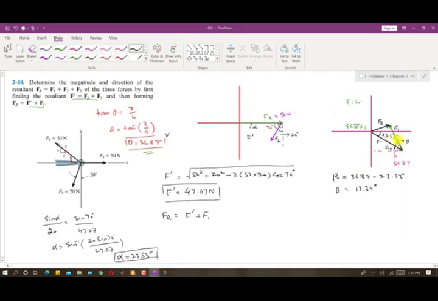Now we can find Fr, since we know the magnitude of F1 and the magnitude of F dash, by using the law of cosines. So Fr will be equal to the square root of F1 square, where F1 is 30, plus F dash square, where F dash is 47.07, minus 2 into 30 into 47.07 cos of the included angle, which is beta, that is 13.34 degrees. So Fr comes out to be 19.17 Newton.